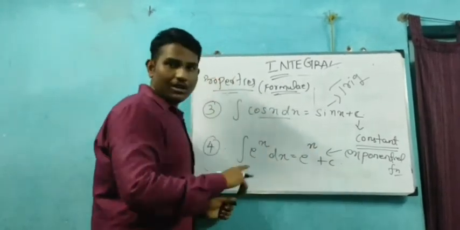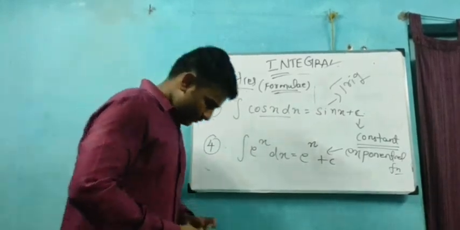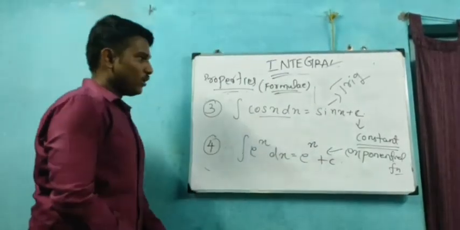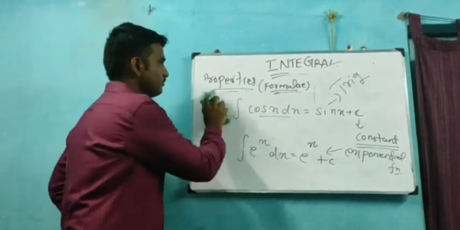Sine over, cos over, e power x. So these are four formulas. Okay, just copy it. Let's do some problems based on these four formulas.